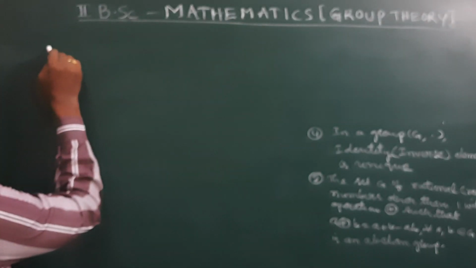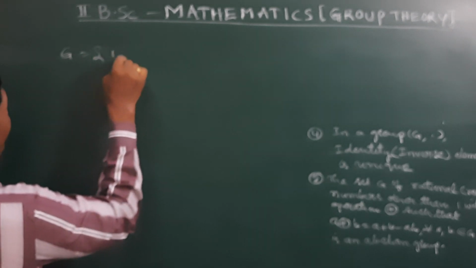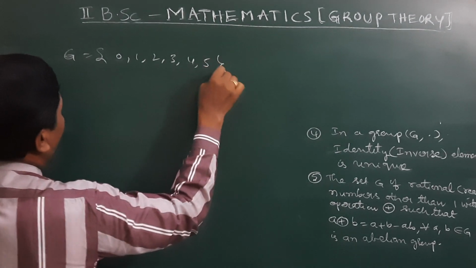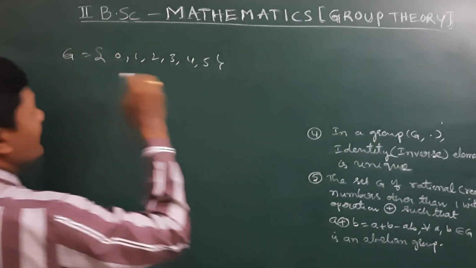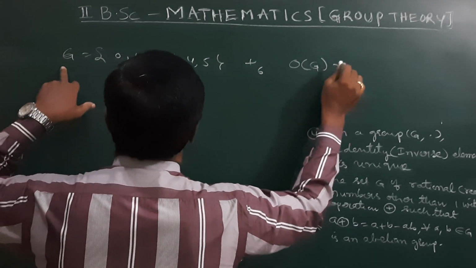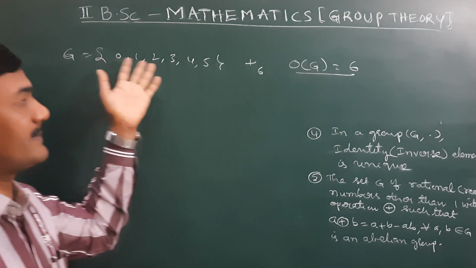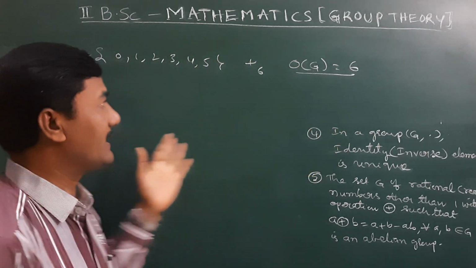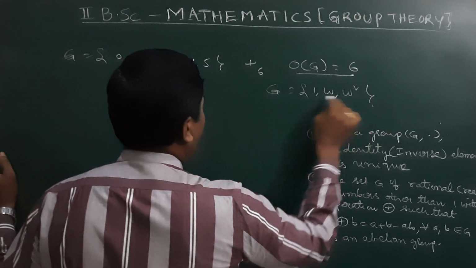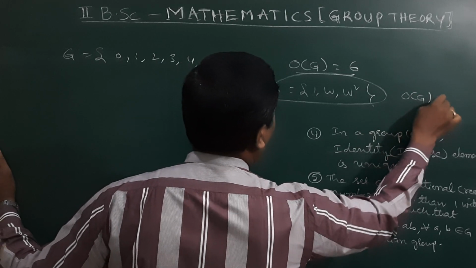Example: suppose G is equal to {0, 1, 2, 3, 4, 5}. It is a group with addition modulo 6. The order of G is how many elements? It is 6 elements only. Order of G is 6. Another example: G is equal to {1, omega, omega square}, which is also a group with respect to multiplication. The order of G is 3.